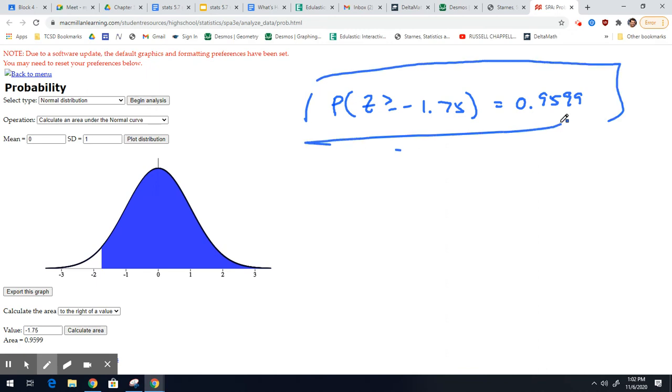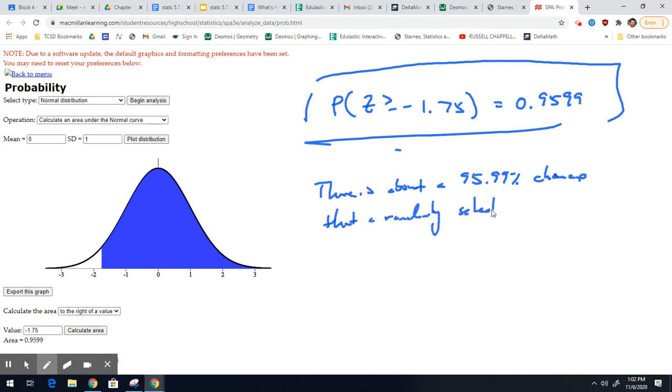So that is the probability I was looking for, and now we have to answer it. And here is the answer. The interpretation there is about a 95.99% chance that a randomly selected shot with McIlroy's driver will travel. Now, you could do a couple things.